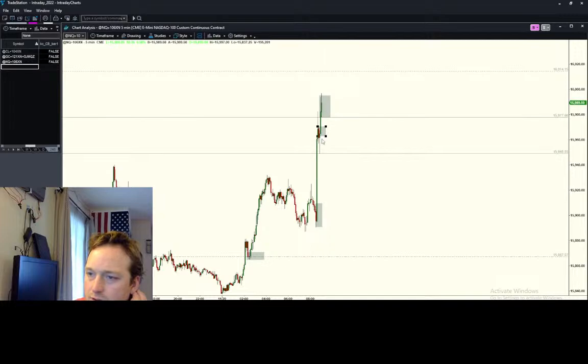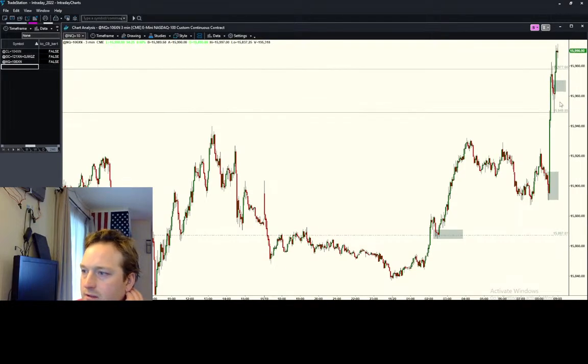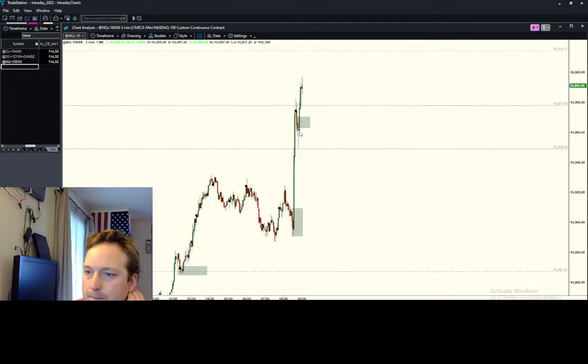It goes lower, goes lower on the smaller time frames, and then just one boom upwards, which is exactly what happened. It's going lower, it's going lower, it's going lower, and then boom, one bullish move upwards, and it's up.